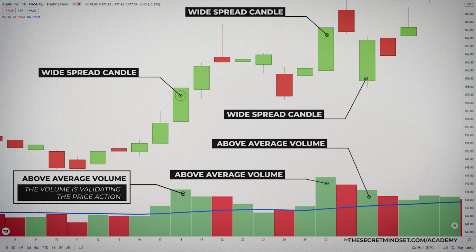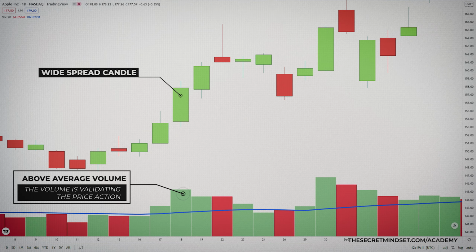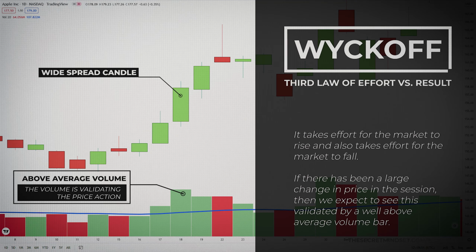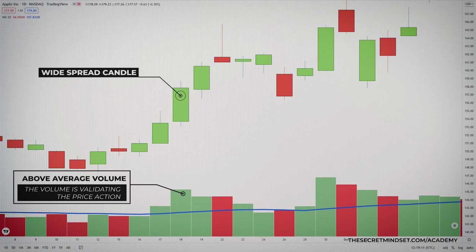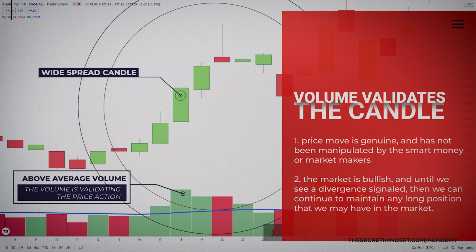If this is a valid move, then we would expect to see the effort required to push the market higher reflected in the volume. Remember, this is also Wyckoff's third law of effort versus result. It takes effort for the market to rise and also takes effort for the market to fall. So, if there has been a large change in the price in the session, then we expect to see this validated by a well above average volume bar, which we have. Therefore, in this case, the volume validates the price.